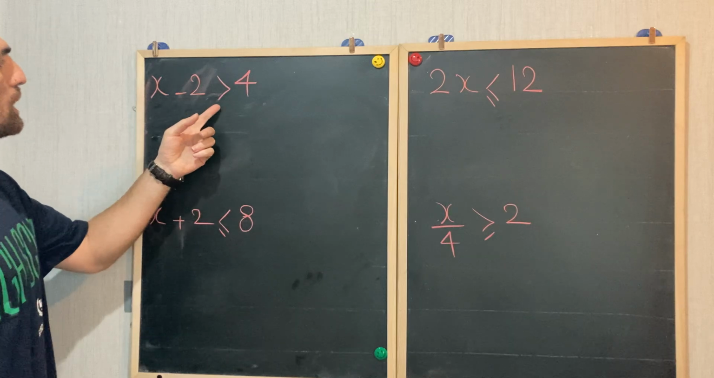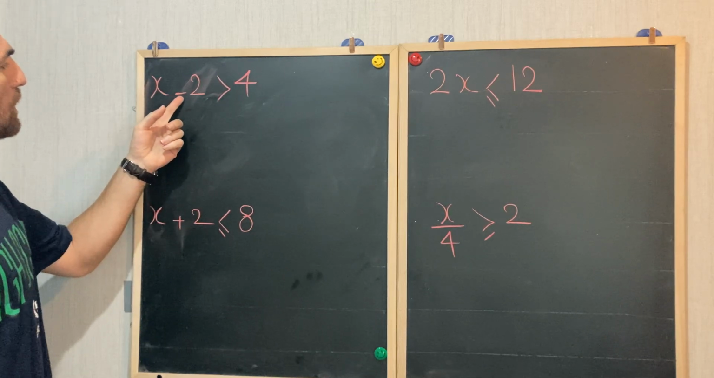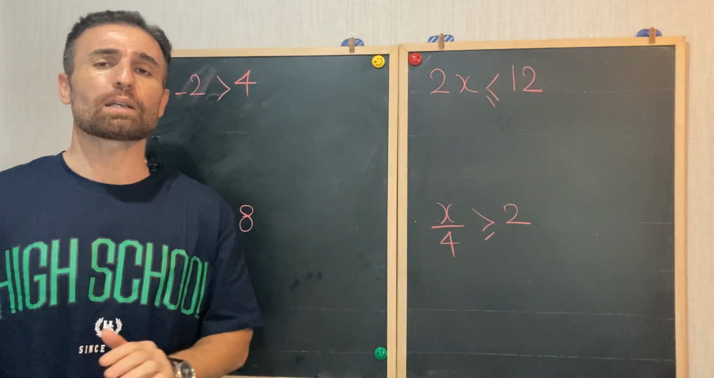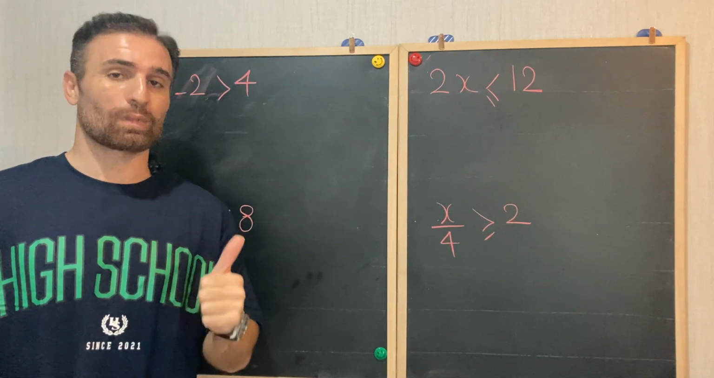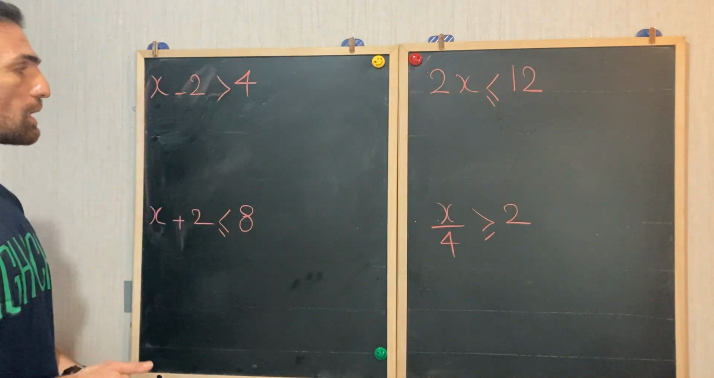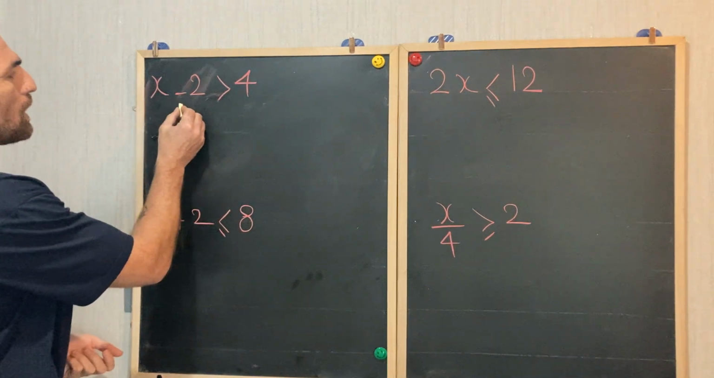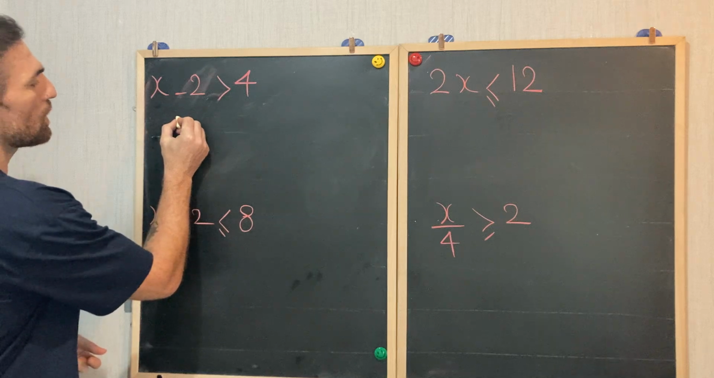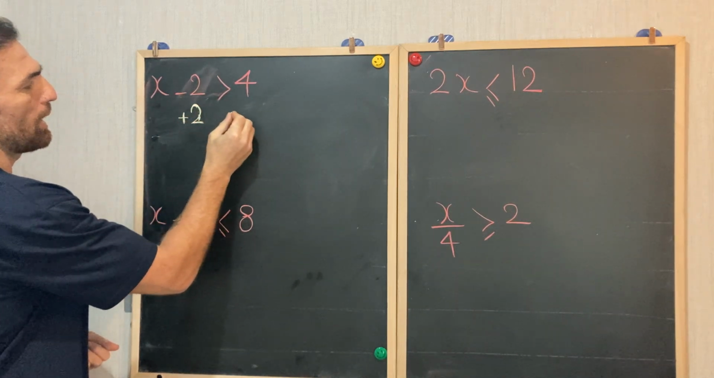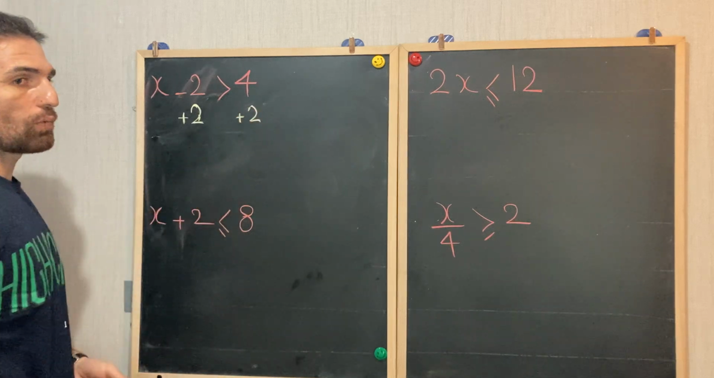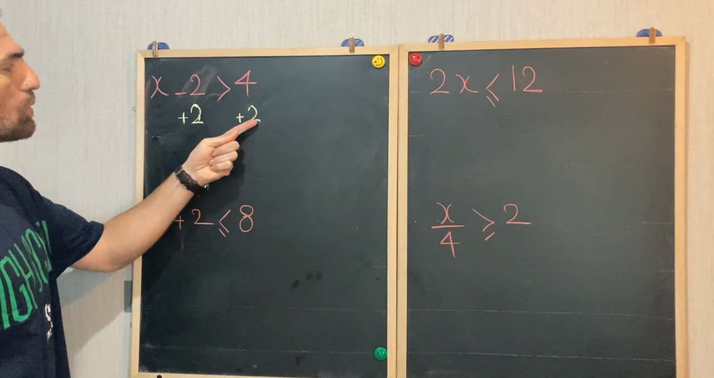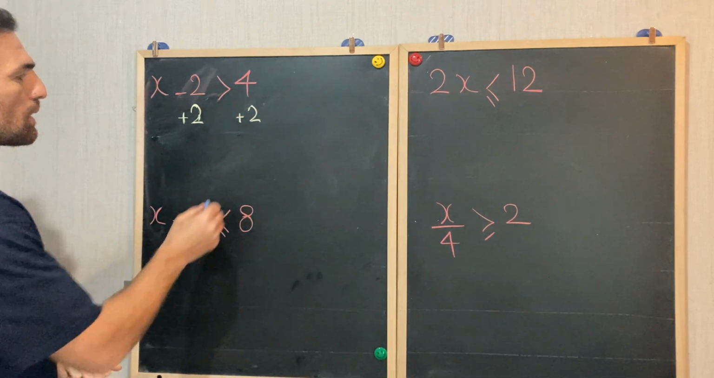X minus 2 is greater than 4. Here we can see subtraction. But what is the reverse of subtraction? Right, addition. It is enough we use addition to solve this inequality. X minus 2, I can write here plus 2 and plus 2. Do not forget, if you add 2 to the left side, you need to add 2 to the right side.